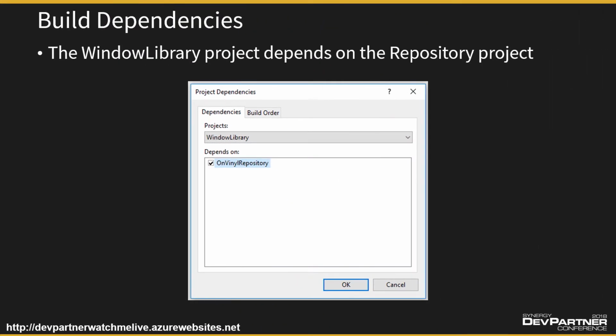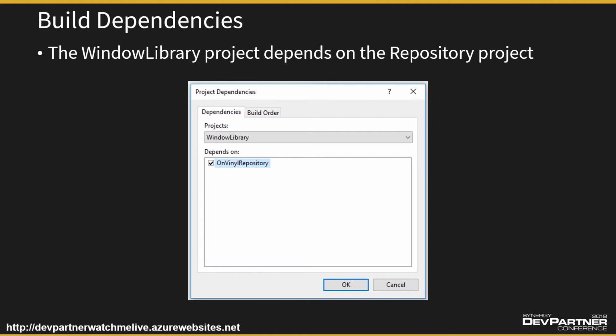Now the final step is to ensure that the window library builds when associated projects are updated. The window library project is dependent on the repository, because if we change a repository, we might change a prompt against the field in the repository. We want that to be recognized when we build our window library and run the application. So as I say, the window library is dependent on the repository. If we change anything in the repository, that should force the window library to build.